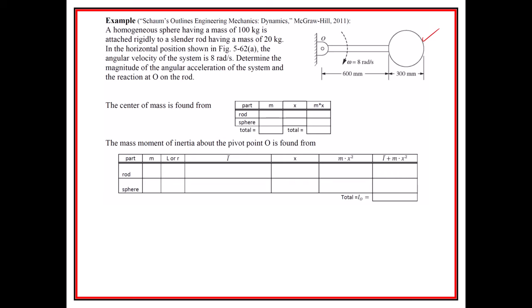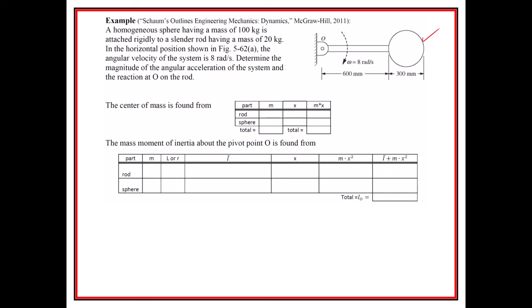The sphere is 100 kilograms, and it's rigidly attached to this rod that's got a mass of 20, and it's in the horizontal position so that gravity is working downwards, just so you know. So it's in the vertical plane. They should really try to say that too. Determine the magnitude of the angular acceleration of the system and the reaction at O of the rod.